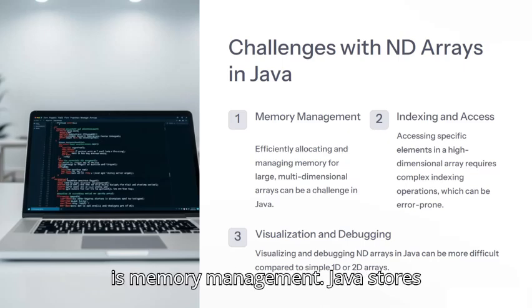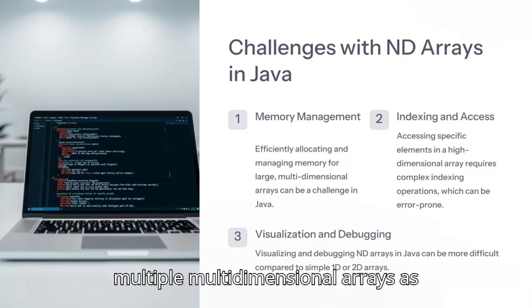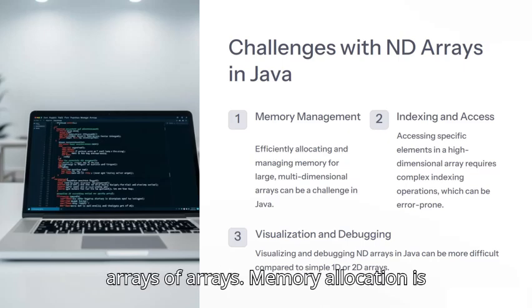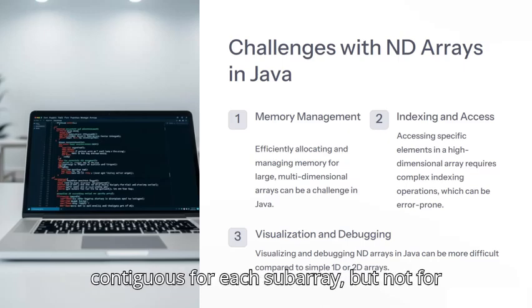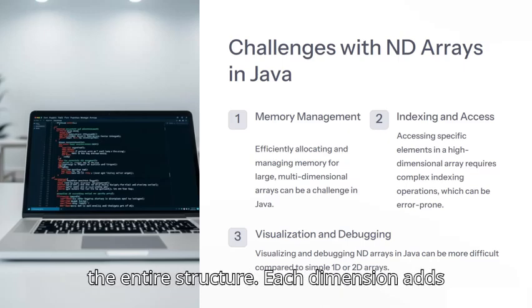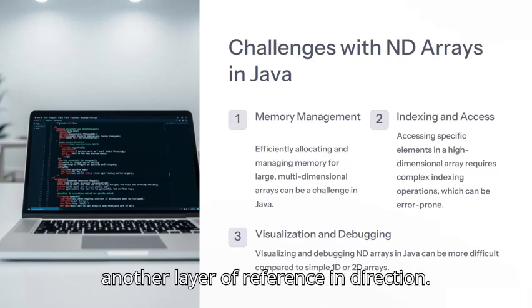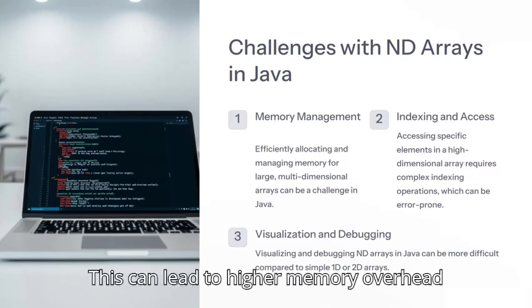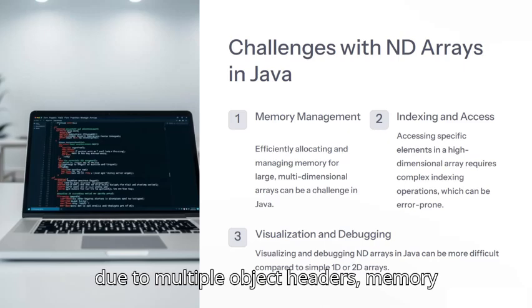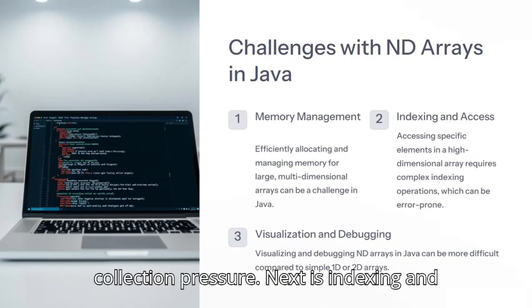First is memory management. Java stores multi-dimensional arrays as arrays of arrays. Memory allocation is contiguous for each subarray but not for the entire structure. Each dimension adds another layer of reference indirection. This can lead to higher memory overhead due to multiple object headers, memory fragmentation, and increased garbage collection pressure.